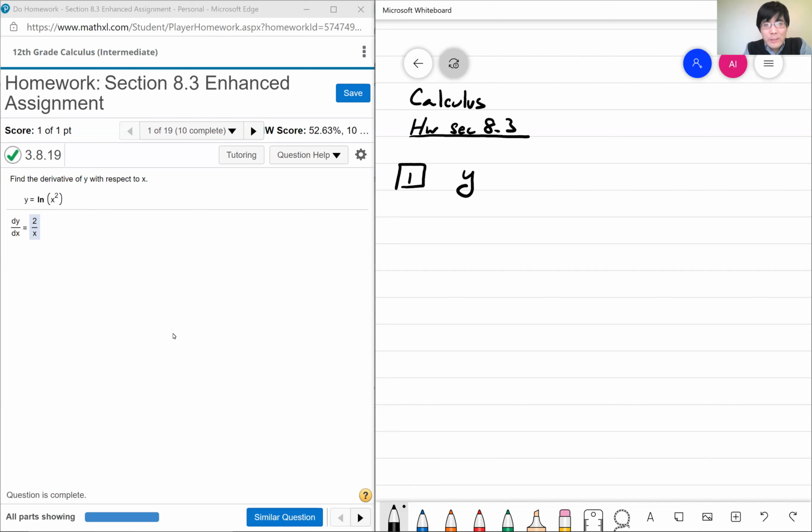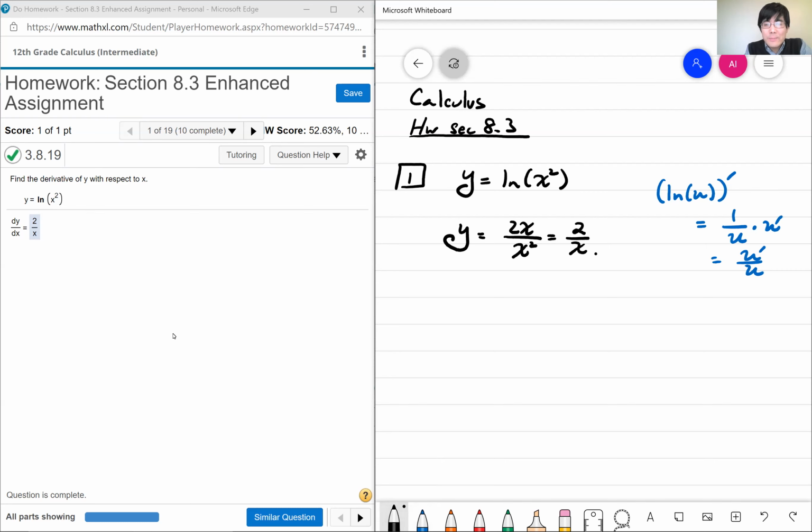So let's say y is equal to ln of x squared. So what is the derivative of the log? The derivative of ln of u is equal to 1 over u times u dash by the chain rule, which is u dash over u. So dy/dx is equal to x squared on the denominator and that derivative on the top. So the answer is 2 over x.